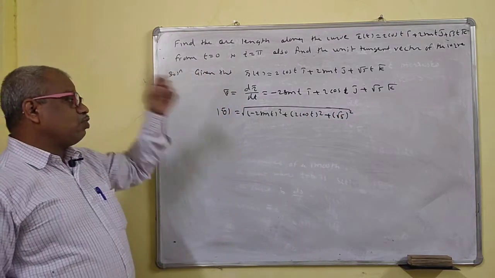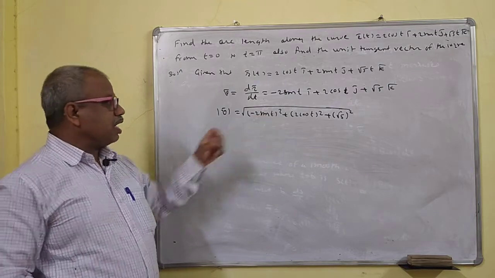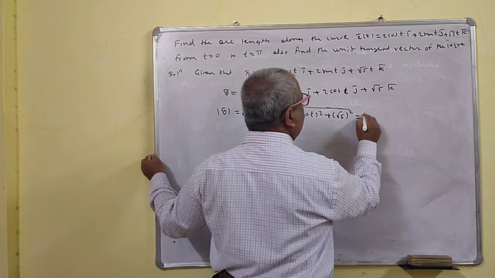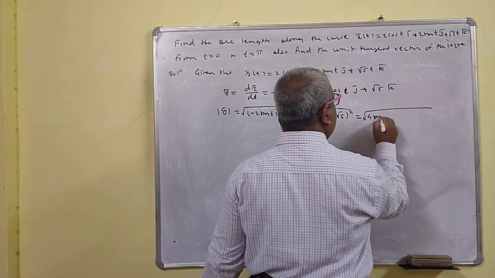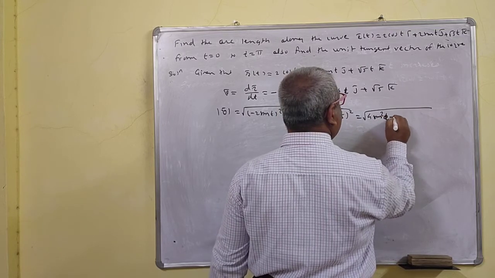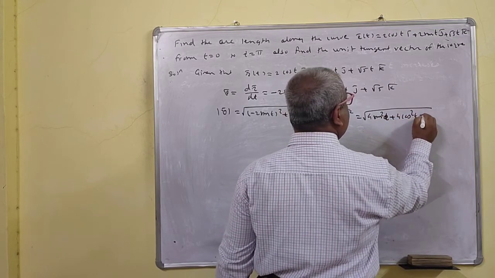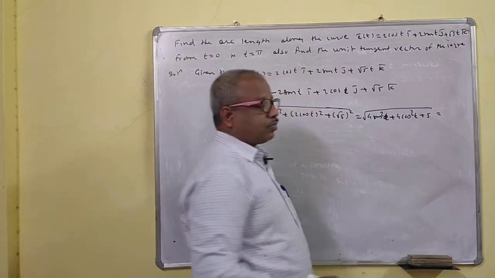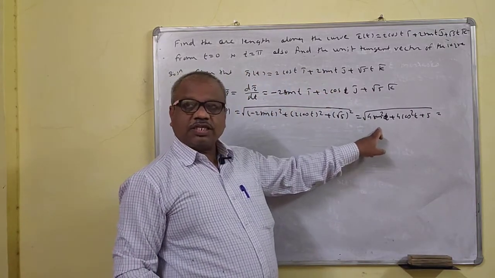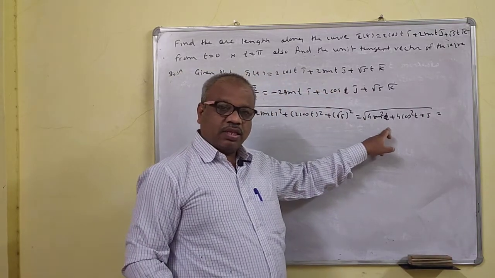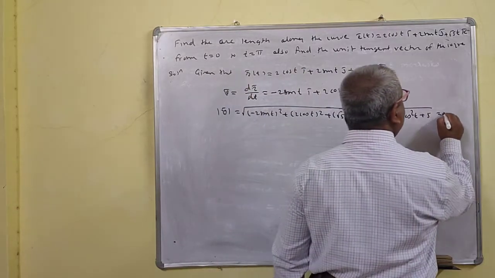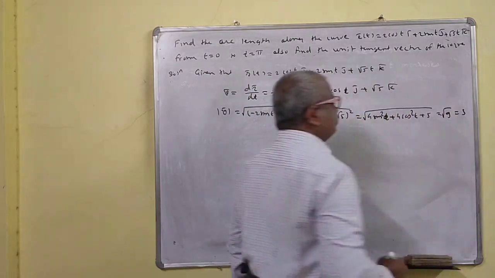So now this is the root of 4 sin square t plus 4 cos square t plus 5. If we take 4 common, sin square t plus cos square t is 1. So this is root 9, so this is 3.